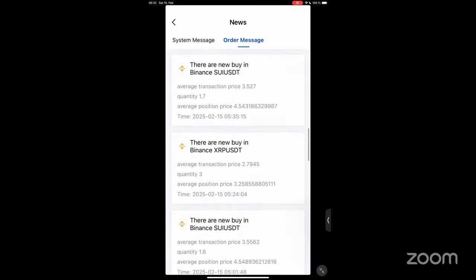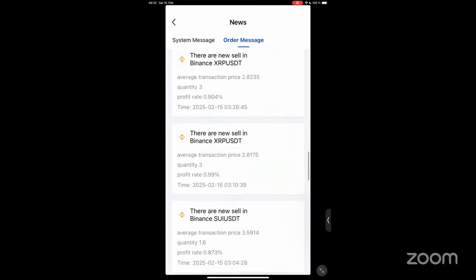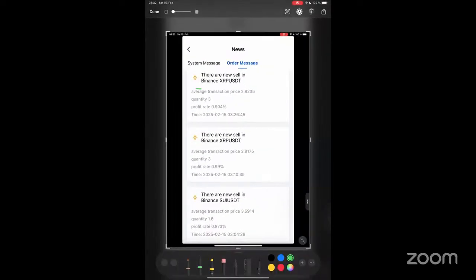Now, if there is a sell too, you get notifications like this. There are new sell in XRP, new sell in SUI. It will actually tell you the percentage rate at which it's sold and the quantity that was sold for you. You'll be able to see it plus the date and time.